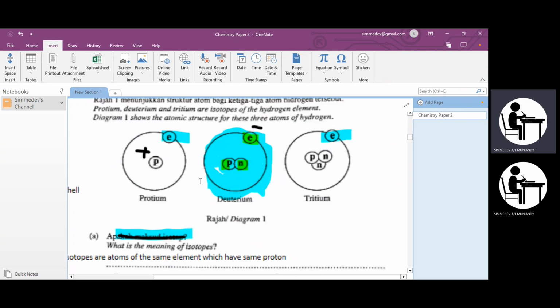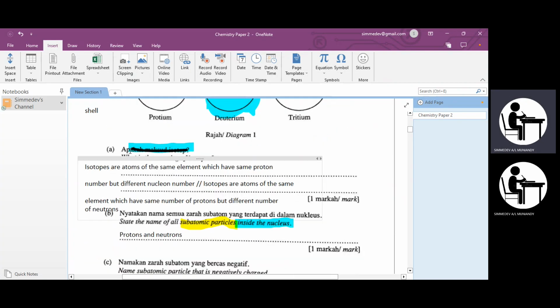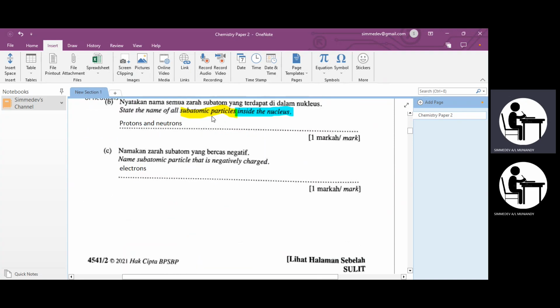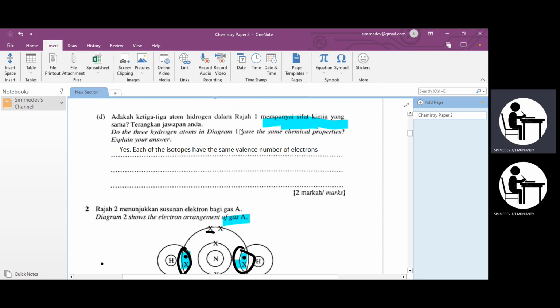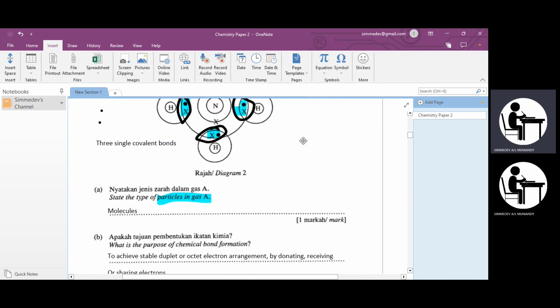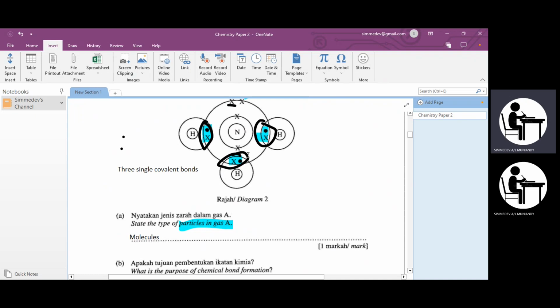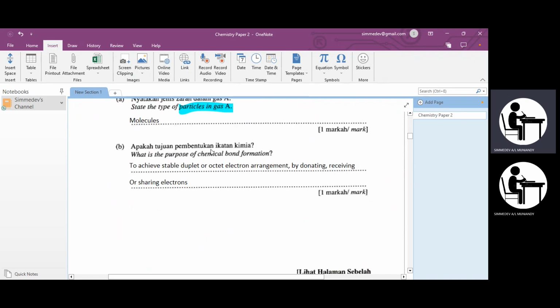So here's a quick review. We have gone through the meaning of isotope, the subatomic particle inside the nucleus, the particle that is negatively charged, and we even gave our explanation of why isotopes have the same chemical properties: because they have the same number of valence electrons. And over here we learned about 3 particles: ions, molecules, atoms. The purpose of chemical bond formation is to achieve a stable duplet or octet electron arrangement by donating, receiving, or sharing electrons.